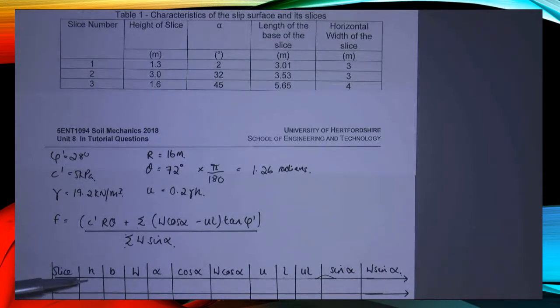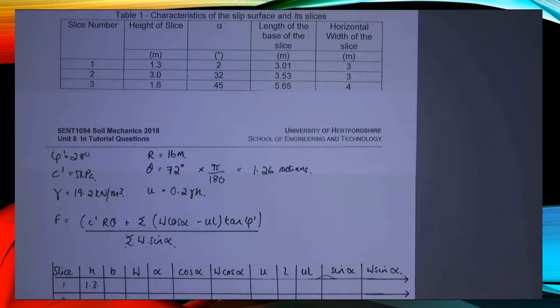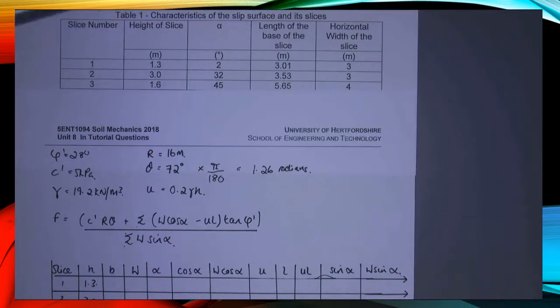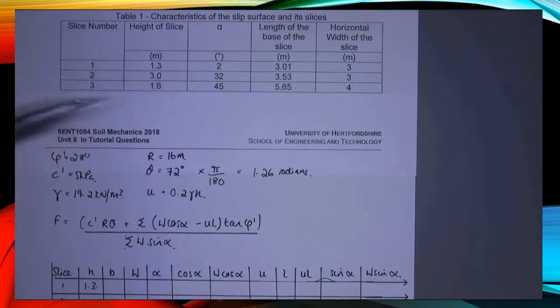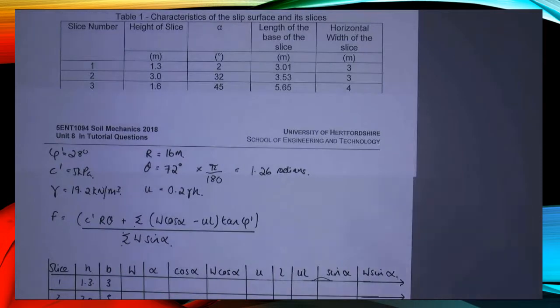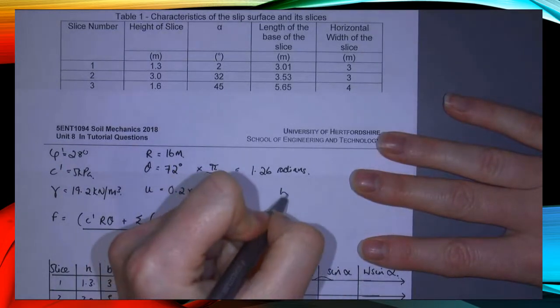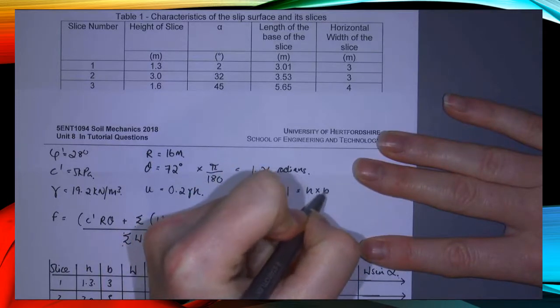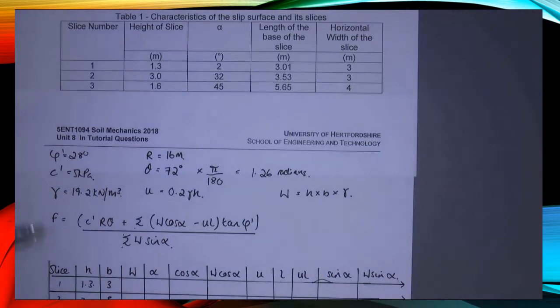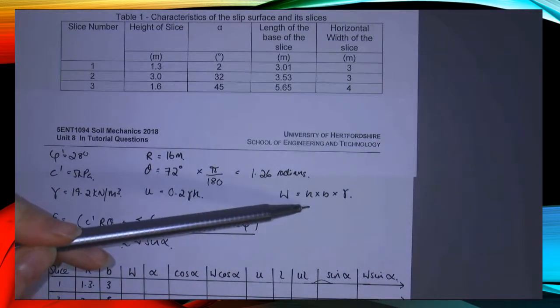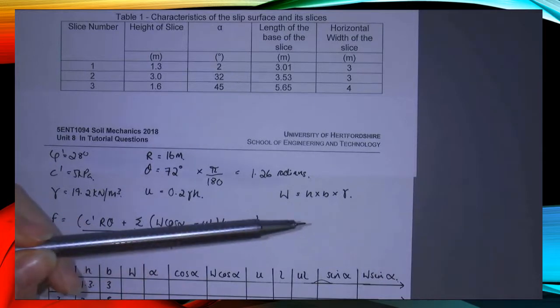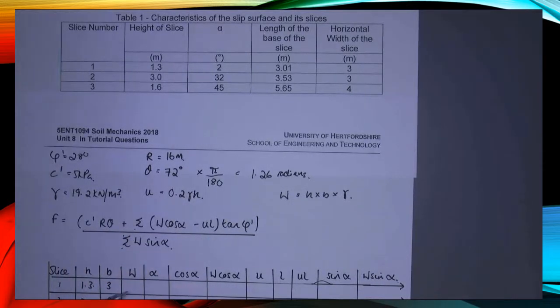So the height of the slice is h. That's the height in the center midpoint of our slice. So that is 1.3 meters, 3 meters and 1.6 meters. The width of the slice is the horizontal width of the slice, also denoted as B. 3, 3 and 4. Now W equals H times B times the unit weight. That is because we are taking the area of the trapezium times the unit weight of the soil to get the full weight force of the soil, W.